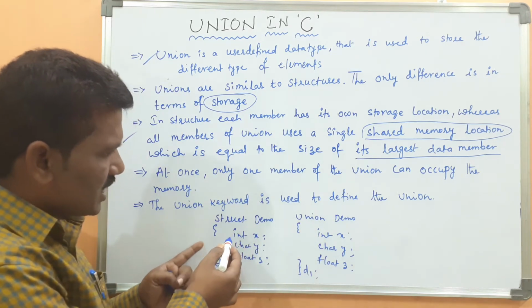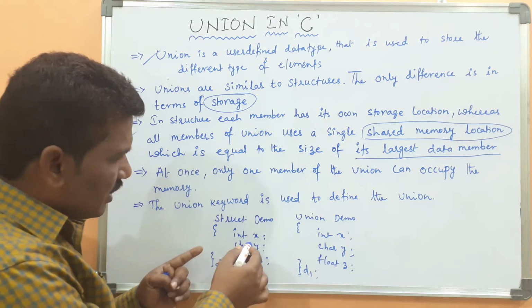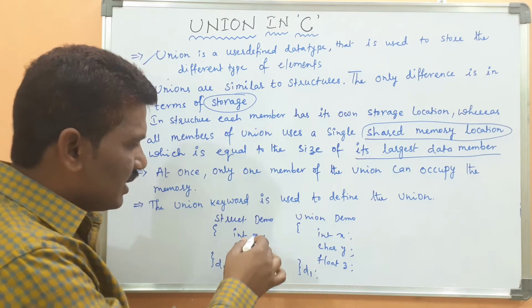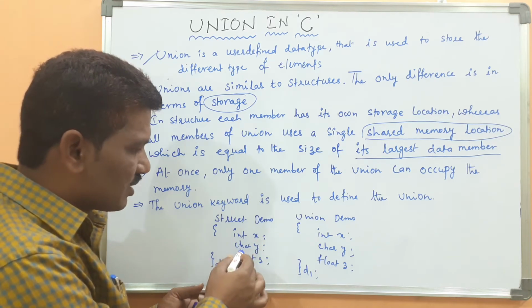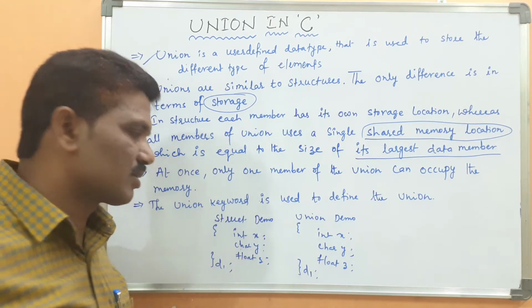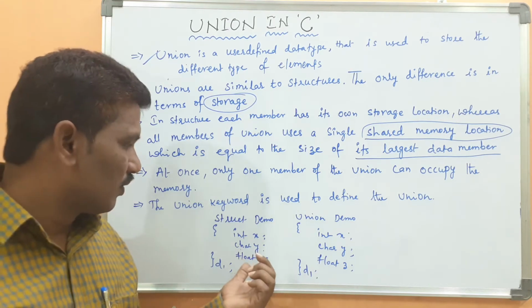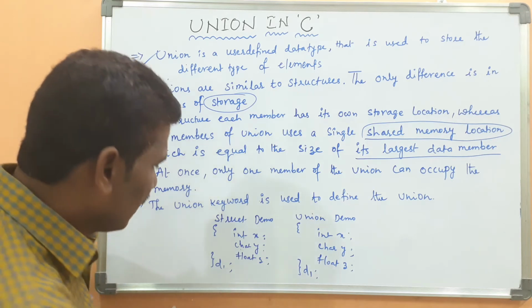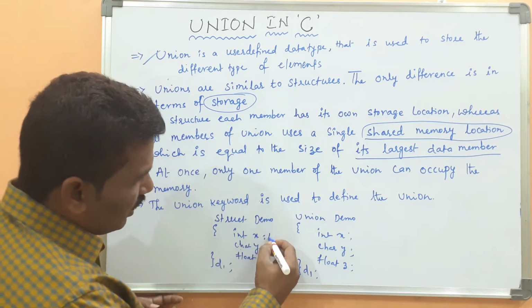Here, in the structure, you can see there are three members: x, y and z. x is an integer, y is a character, and z is a float. But how will the memory be allocated, what is the size of this structure? Okay. Here, 2 bytes.